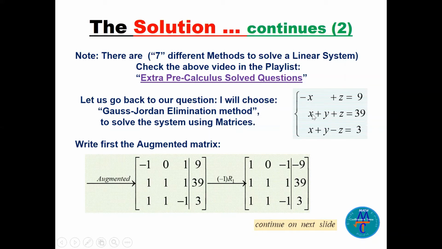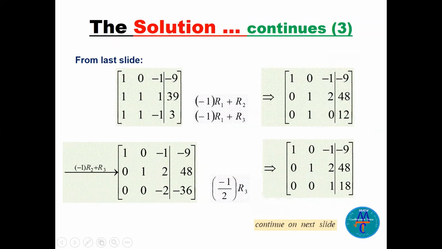So I take the system here, and I will start with the augmented matrix. I think you know that. Minus 1, 1, 1, 0, 1, 1, 1, 1, minus 1, 9, 39, 3. And then I try to make this part the identity so that I can find X, Y, and Z easily. So this number should be 1. So I multiply row 1 by minus 1. So it will be 1, 0, minus 1, minus 9. And this is 1, 1, 1, 39, 1, 1, minus 1, 3. Let's continue on the next slide.